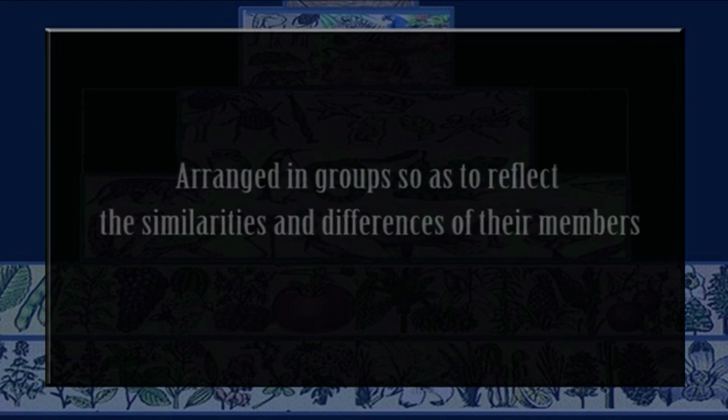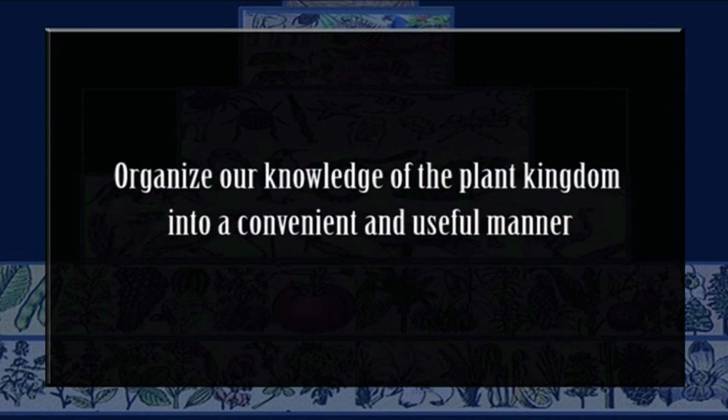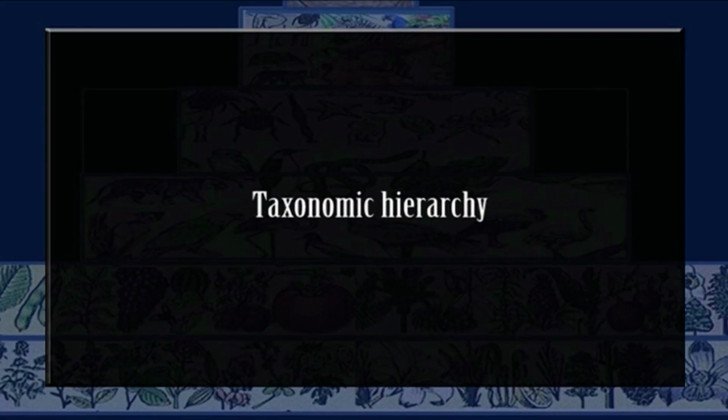This diversity has to be arranged in groups so as to reflect the similarities and differences of their members, and at the same time organize our knowledge of the plant kingdom into a convenient and useful manner. The framework for this purpose has been developed in the scientific classification from very early days of plant taxonomy and is called as taxonomic hierarchy.